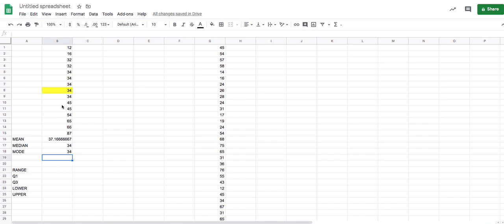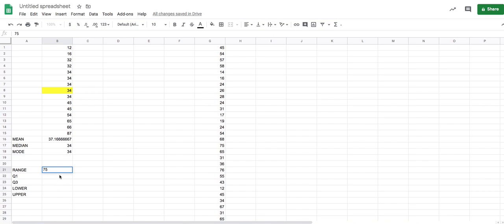Now the range, we can do this on our own. We can just say that, hey, look, the smallest number is 12 and the biggest number is 87. So the range is just the biggest number minus the smallest number. So 87 minus 12 is 75.